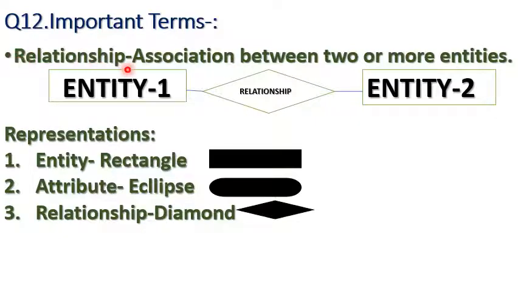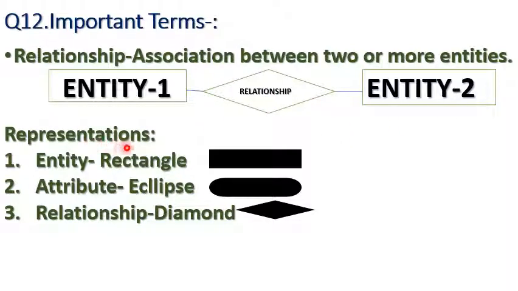I have defined here the relationship. It is the association between two or more entities. For example, if you have entity 1 as student and entity 2 as course, the relationship is study. The students study the course. So here the two entities are in a relationship.